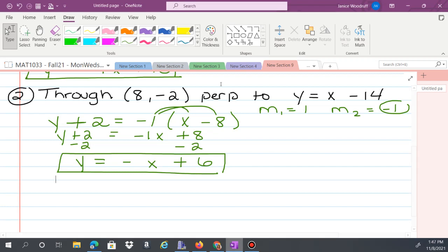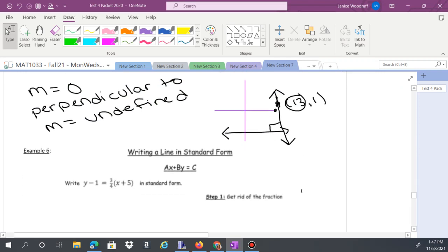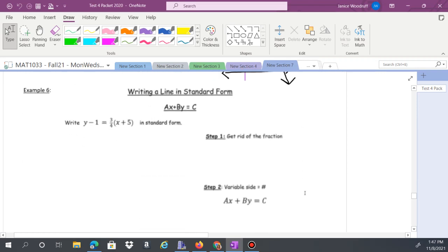Okay, so we just have one more little part here with standard form. For example, 6. So writing a line in standard form. So standard form is where you're going to have both the x and the y on the same side. So ax plus by equals c. And then, well, let's go ahead and do that. So for this one, I actually don't like these steps.